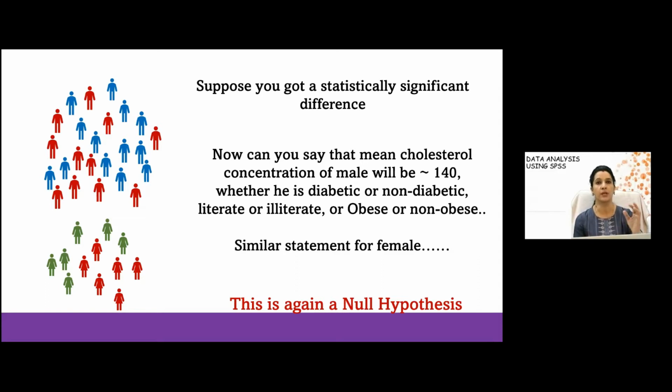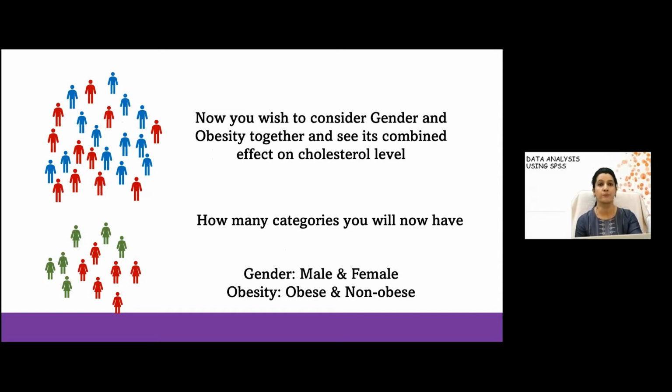So what I am doing, I am taking two independent variables. In the first case, there was only one independent variable which had more than two categories. But if I add one more independent variable and make groups, I have combined gender and obesity, and I want to see the combined effect of gender and obesity on cholesterol level. So now which test will I apply? In this case, the choice of the test will be a two-way ANOVA.